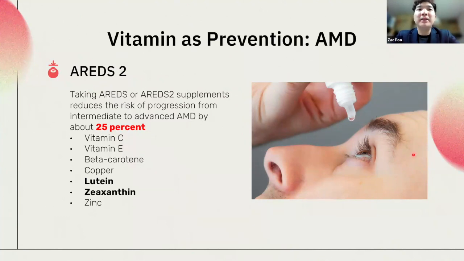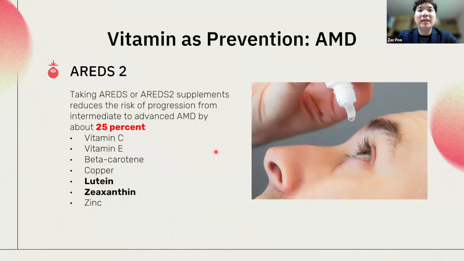This study has been ongoing for many years, and what they found is that the list of vitamins listed here is shown to slow down the progression of AMD by 25%. However, for vitamins, what is usually recommended is that once you start, you have to take them constantly to have the effect, because it's long-term consumption that helps. So this is one of the preventions for AMD.